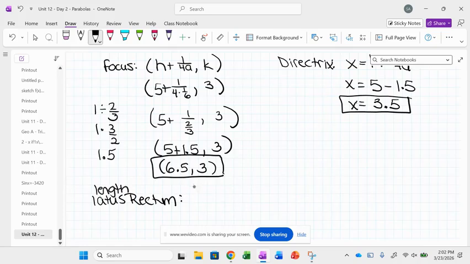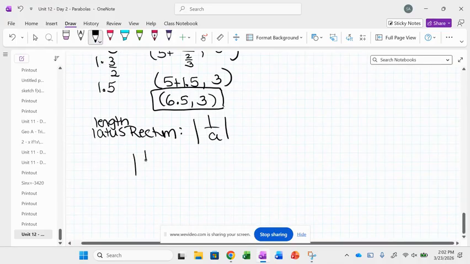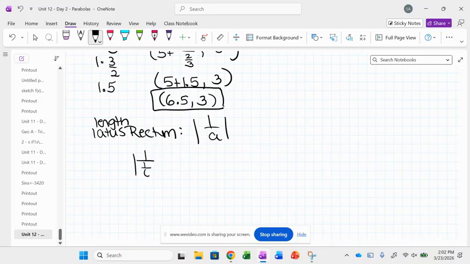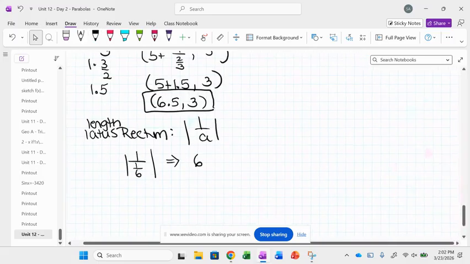So the length of the latus rectum is going to be 1 over a. So this is going to be the absolute value of 1 over a, 1 over the absolute value of 1 over 1/6. Keep, change, flip. What does that become? 6 units. What does that 6 units mean? 3 on each side of which point? The focus, not the vertex, the focus. So now we have the length of the latus rectum.